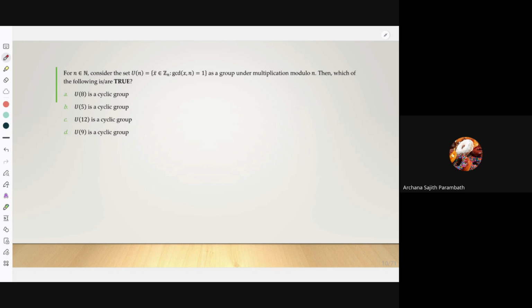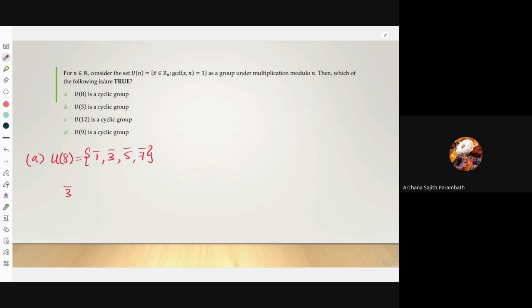Anyways, for U of n, we have smaller numbers here, so we can directly try to compute. U of 8 would basically be 1 bar, 3 bar, 5 bar, 7 bar. Right. So now this is a group of order 4. So this would be cyclic if we are able to find an element of order 4. So now we'll check if any of these elements have order 4.